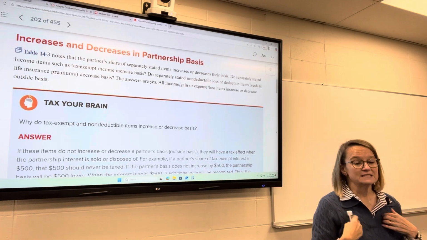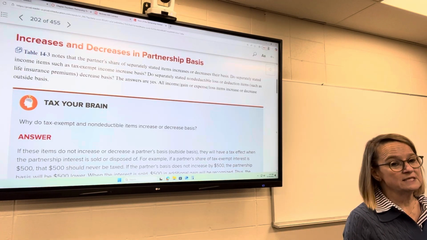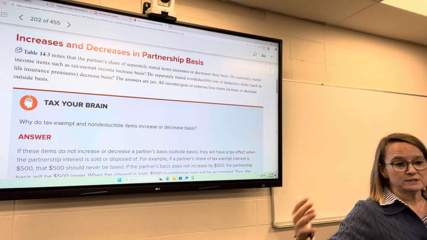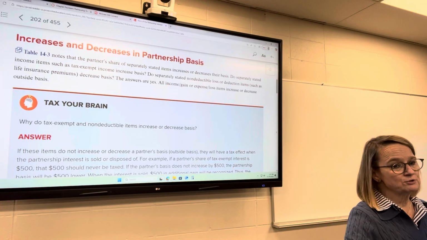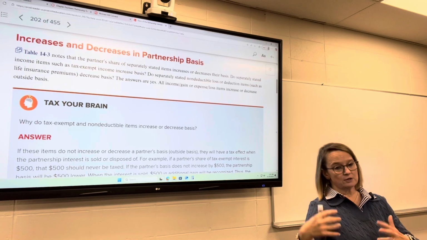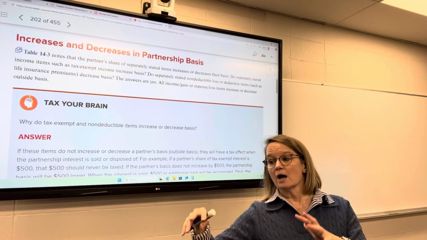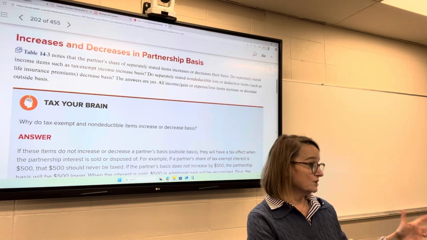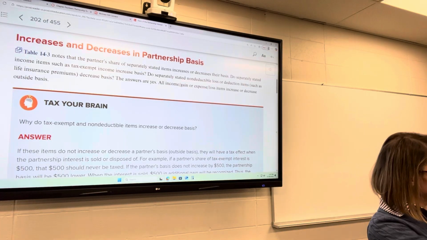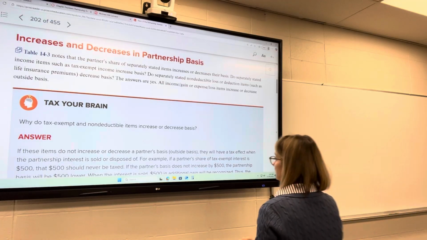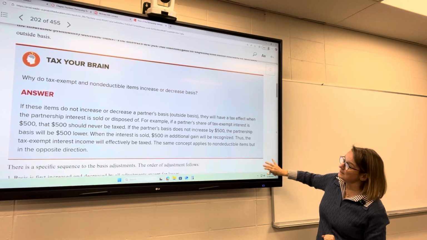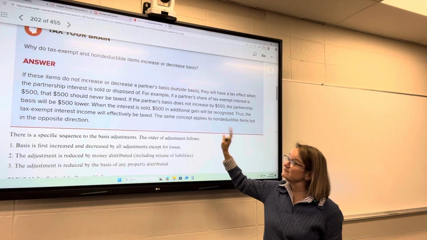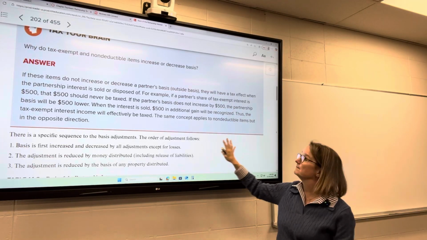So even if we didn't get that benefit, we did not file a Schedule A, we took the standard deduction instead, even though we were entitled to a $1,000 charitable contribution that flowed through on our K-1 from our partnership, we didn't use it because our standard deduction was more. That charitable contribution is still going to affect our basis. And here's the reasoning behind that. Even tax-exempt items affect basis.